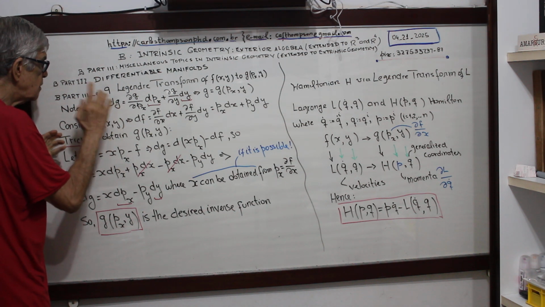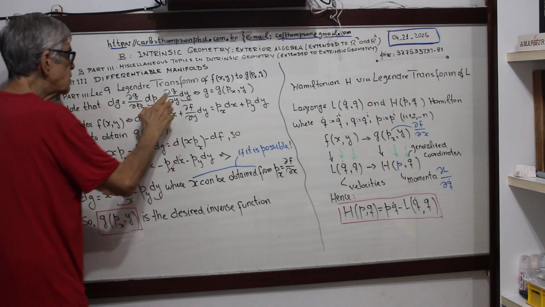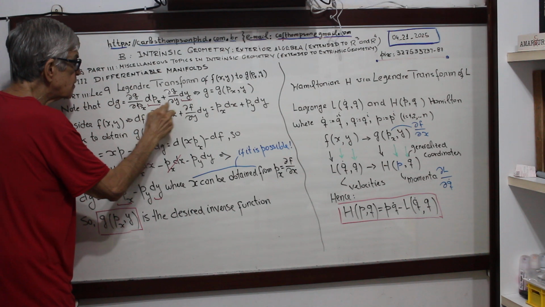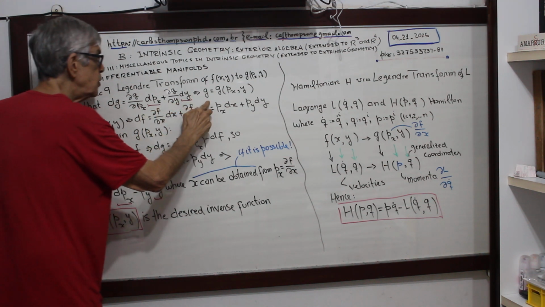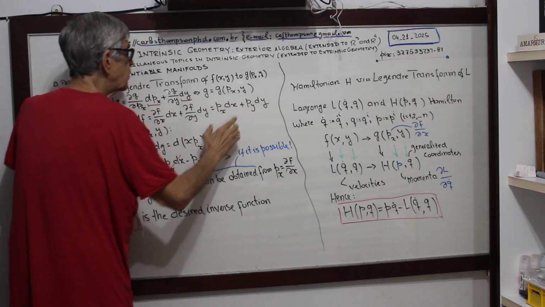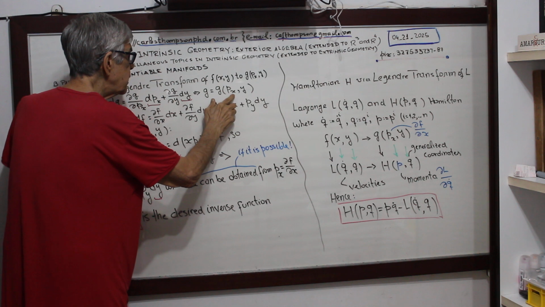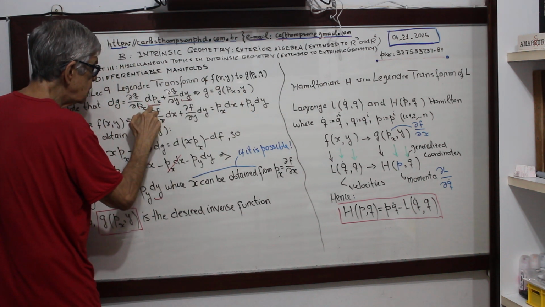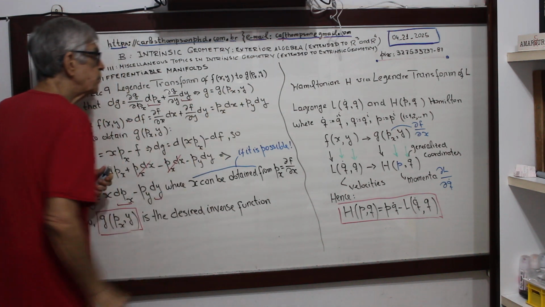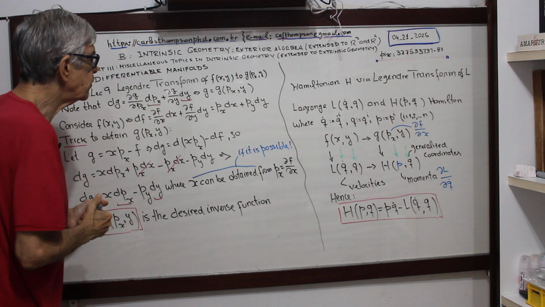dg is equal to the partial of g with respect to px, dpx, plus the partial of g with respect to y, dy. So with this dpx and dy, this implies that g can be a function of px and y. In other words, it should be a function of px and y. So this dpx and dy implies px and y are the independent variables of the dependent variable g.